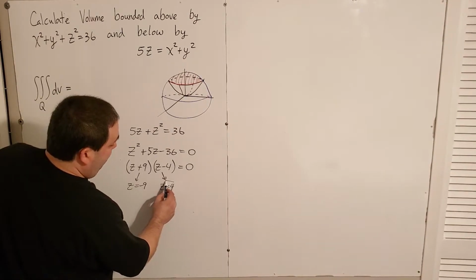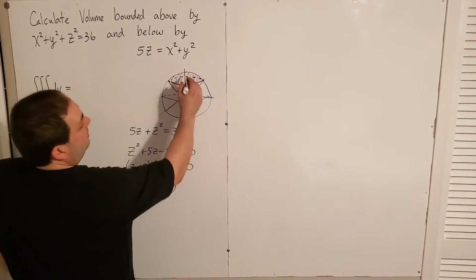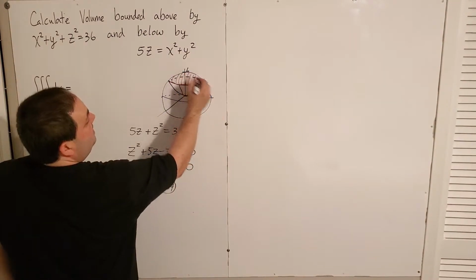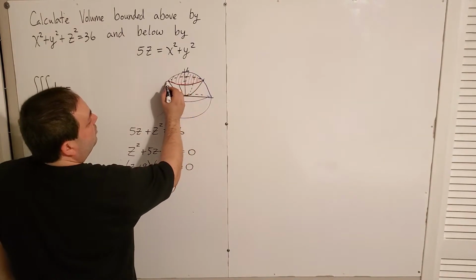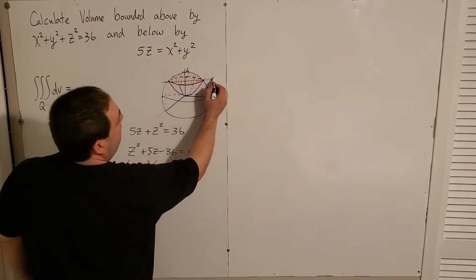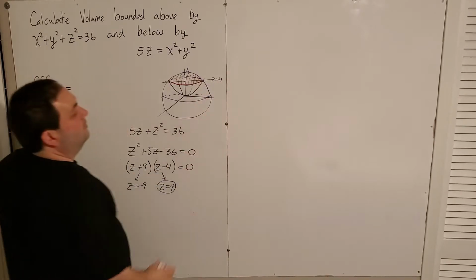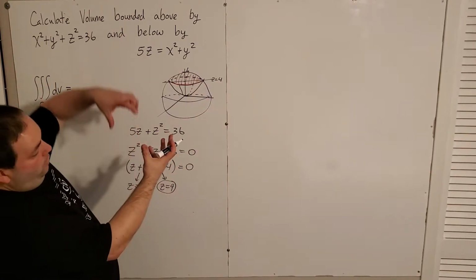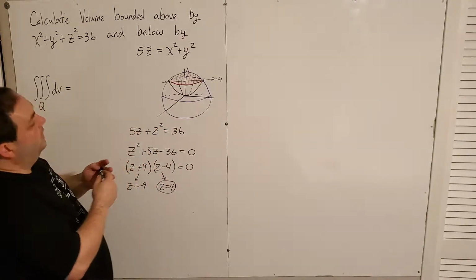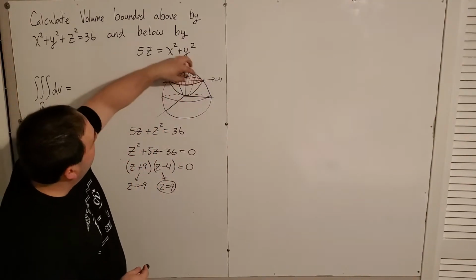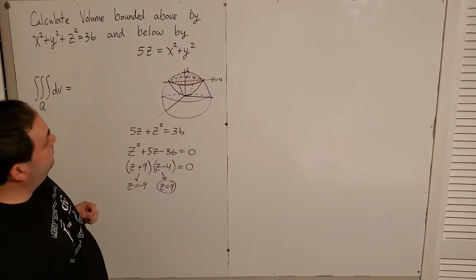But z equals 4 does make sense. The cap of the sphere up here is at z equals 6. Here's 5 and here's 4. So right at z equals 4 right here is where the paraboloid and the sphere are intersecting. So we're getting that piece of volume in between the two there.